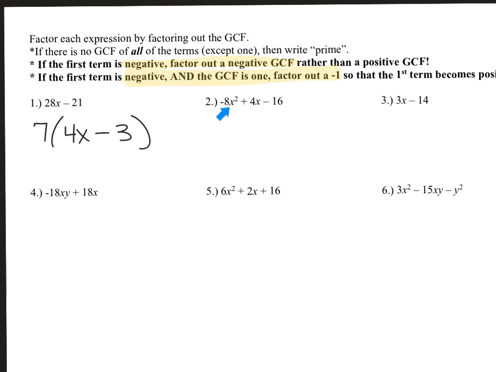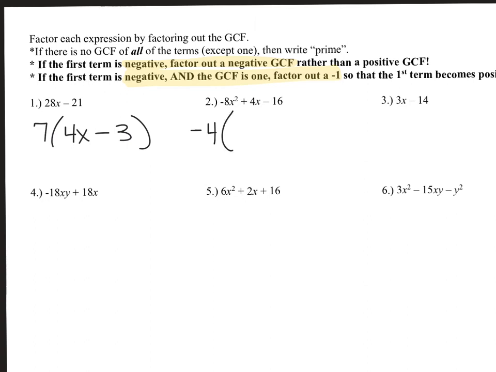So let's take a look at number 2. Number 2, notice the first term is negative. So if the first term is negative, you factor out a negative GCF. So here, the GCF of negative 8, 4, and negative 16, the GCF of 8, 4, and 16 is 4. But because the first term is negative, we're going to pull out a negative 4. And we'll talk later about why that's important.